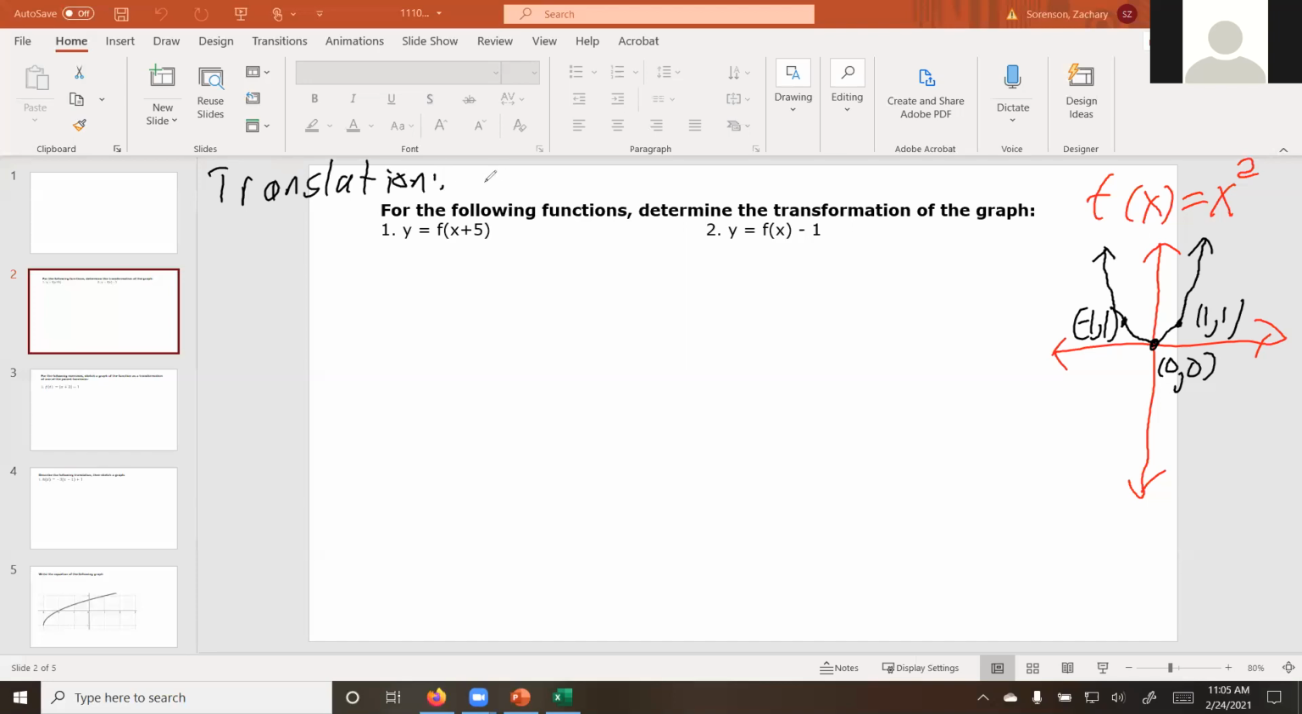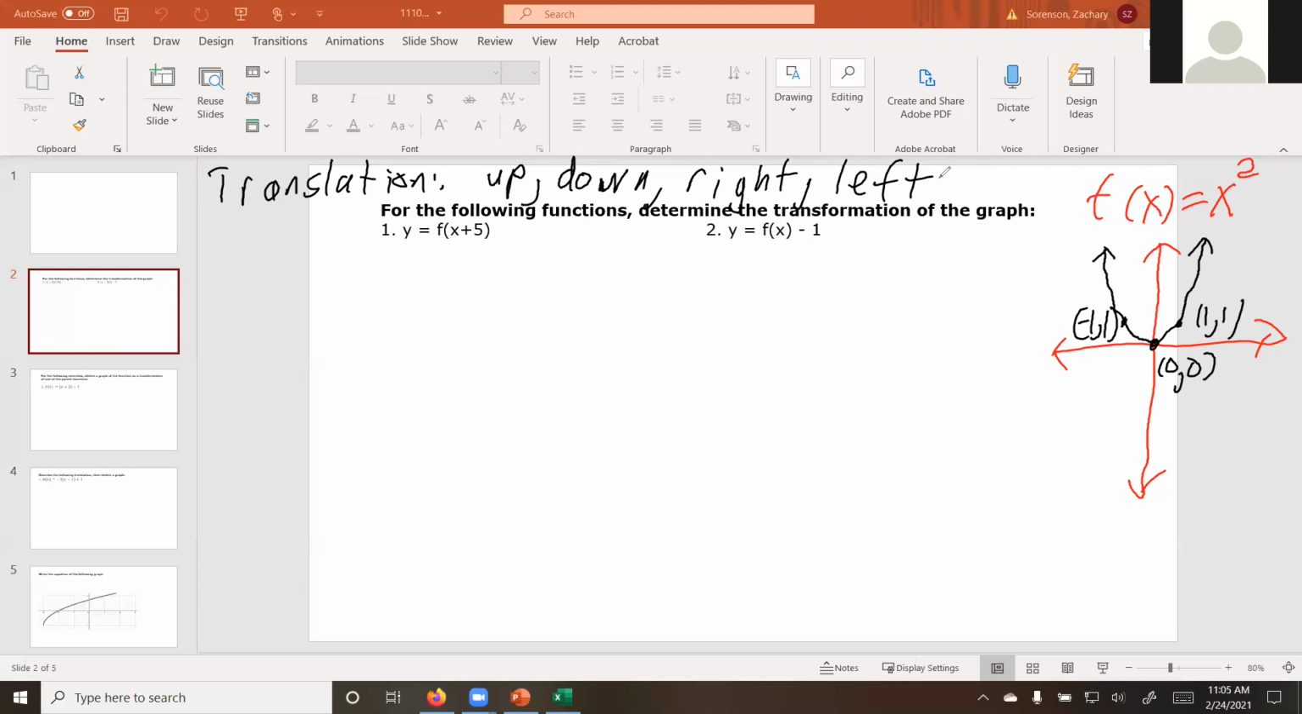And the translation is exactly what it's kind of saying. We're not going to change this shape at all. We're not going to change the orientation. We are going to move it. Down, right, left. We're going to move it in certain directions.